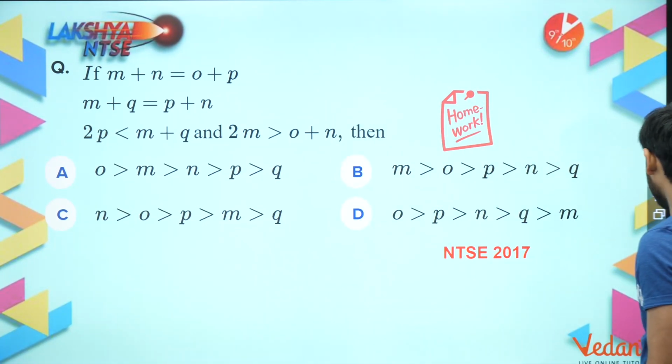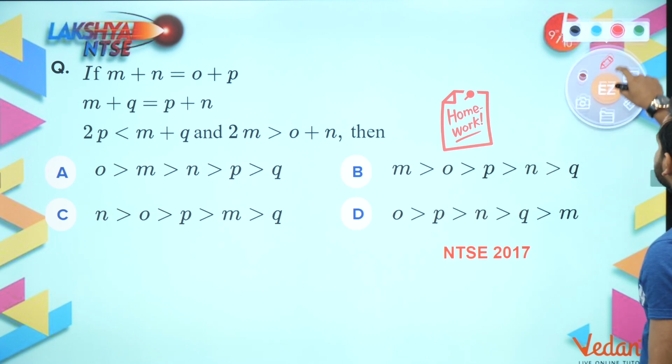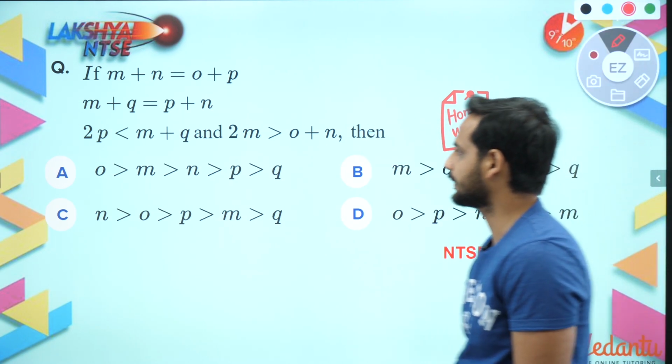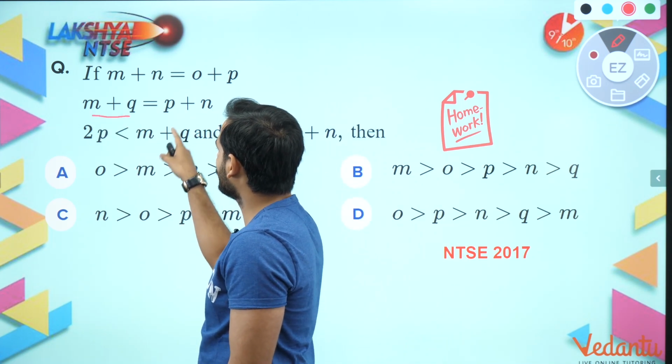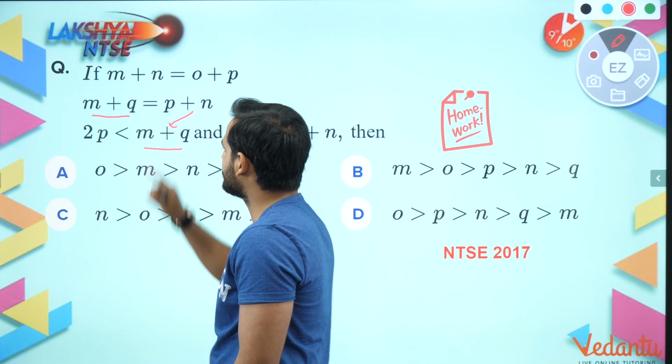Bachcho, let's see from the condition part. m plus q is equal to p plus n. So in place of this m plus q, I can put this p plus n here.